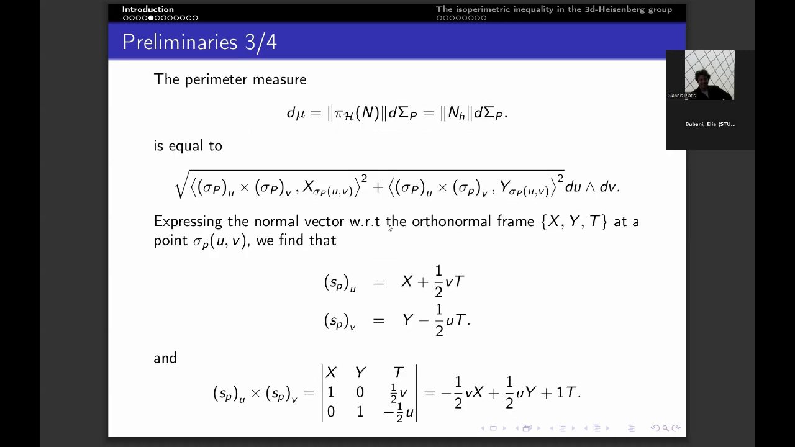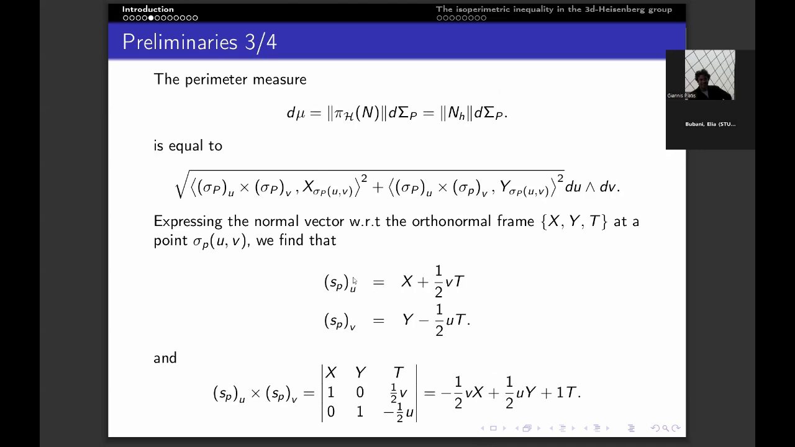We remind from a previous talk that the perimeter measure can be given using this formula. And when we choose a surface patch like this here, we can calculate the surface measure using the normal vector. So we have to express the normal vector with respect to the orthonormal frame, x, y, and t, but we have to remind that it is calculated at the point on the surface.